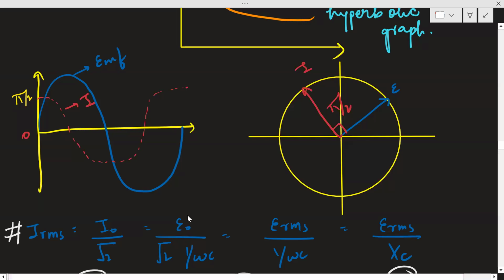Okay, class, I'll stop here. Now, resonance in the LCR circuit we'll do in the next class, and one more class for power and transformers.